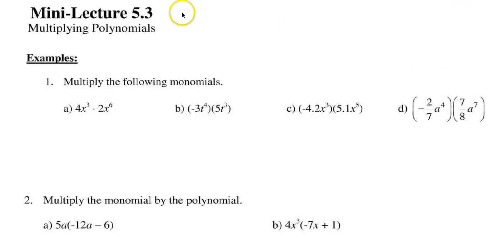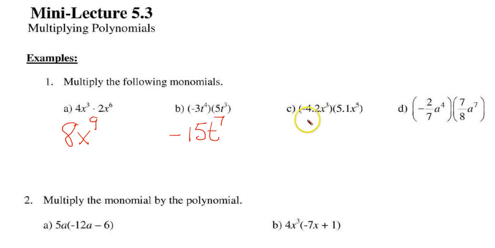As we go into the third section of Chapter 5, we're going to review multiplying polynomials. Now, in a sense, these are monomials, and we're just multiplying the numbers, and we'll be adding the exponents. So this will be 4 times 2 is 8, x to the 9th. Watching the signs, negative 3 times 5, negative 15, t to the 7th.